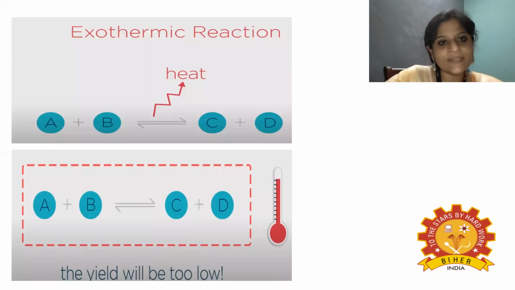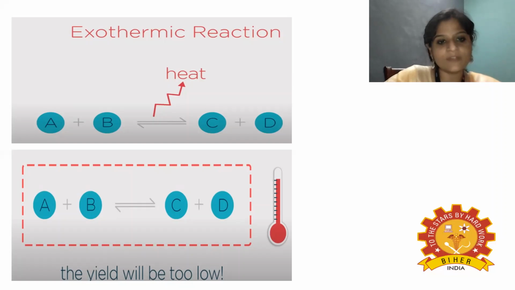For example, let us take an exothermic reaction. What are exothermic reactions? In any reaction where reactants A and B form products C and D, if heat is generated in the reaction, we call it an exothermic reaction. If we increase the temperature in this reaction in order to get the C and D products within a short time frame, the yield is going to be very low.